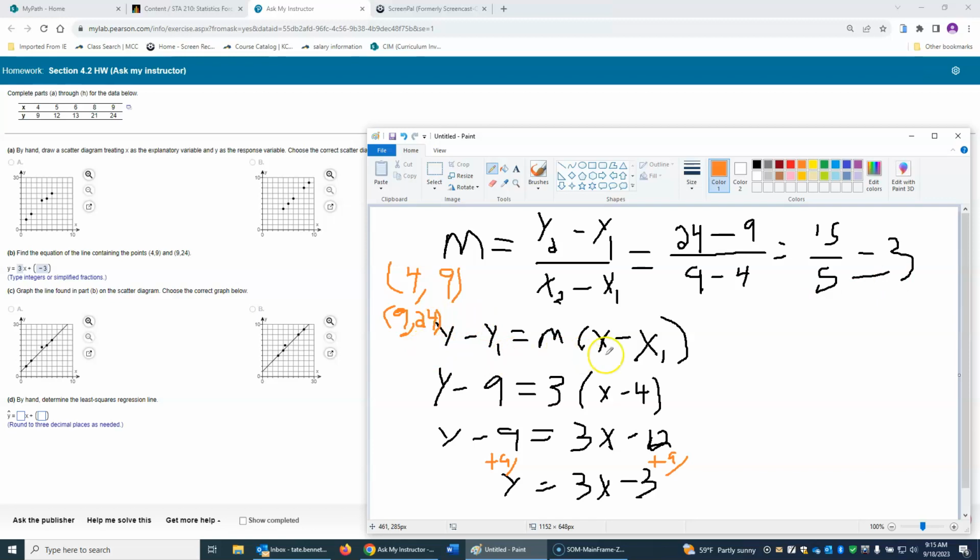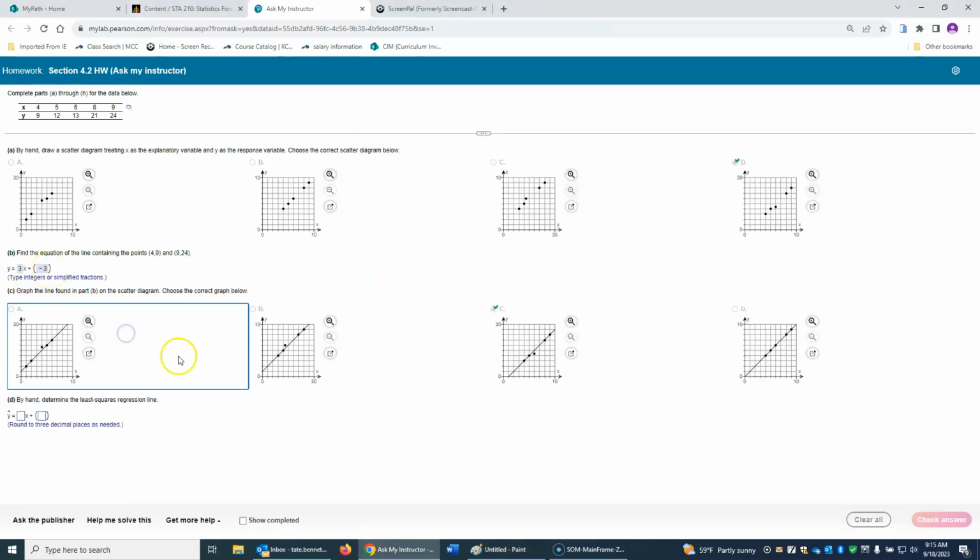To find the equation of the line, you use this one formula, y minus y sub 1 equals slope times x minus x sub 1. So I use this ordered pair. I put in 9 for y and 4 for x, and we just found the slope to be 3. And I distribute this 3. This is 3x minus 12, and I add 9 to each side, and I get y equals 3x minus 3. So I just put a 3 there and a minus 3 there. Then again, we have to pick out the correct graph here, and I just look for the one that matches. So that's this line here, graphed on top of our data scatter diagram.